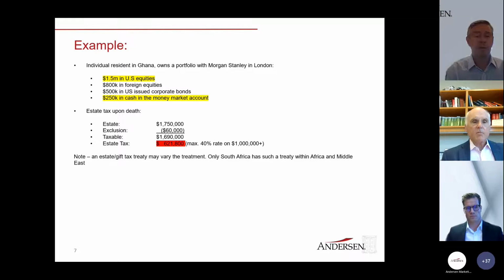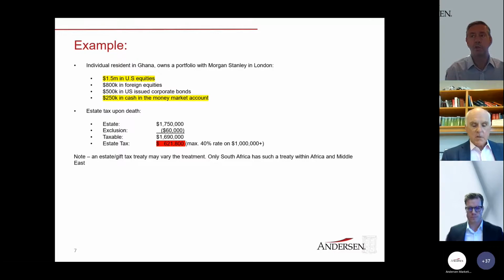So the client now dies, and what is the consequence? Well, the highlighted items are what would be included in their US estate as US situs assets. So suddenly you've got a $1.75 million estate. The very miserly exclusion of $60,000 is not going to get you very far. The first $60,000 is exempt, and you've got a taxable estate of $1.69 million. And the tax rates are graduated, going up to a rate of 40%, which kicks in at a band of just over $1 million. So you'd end up with $621,000 of US tax payable on this portfolio.